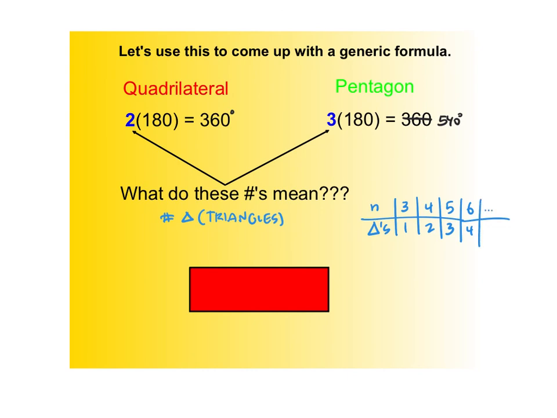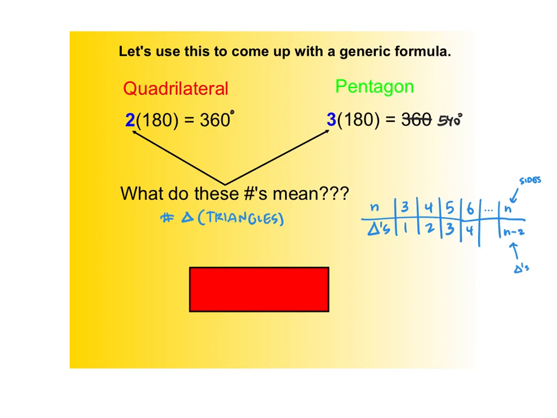Now let's go out to a general term. Let's call it the nth term. Well, what you'll notice here in our pattern, 3 minus 2 is 1, 4 minus 2 is 2, 5 minus 2 is 3, 6 minus 2 is 4. So if I have n sides, then I have n minus 2 triangles.